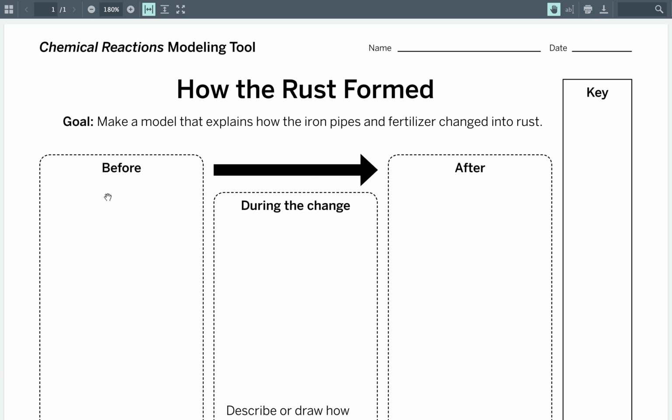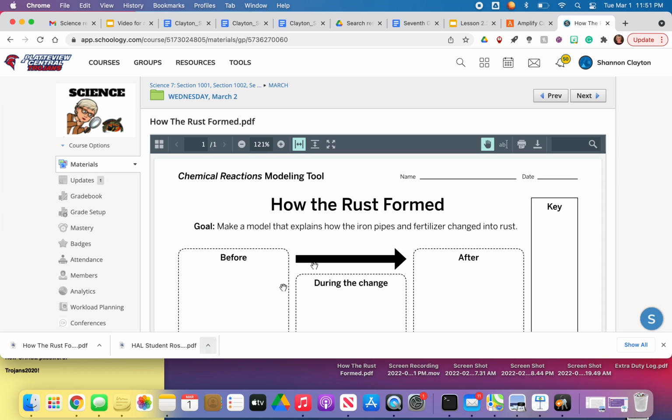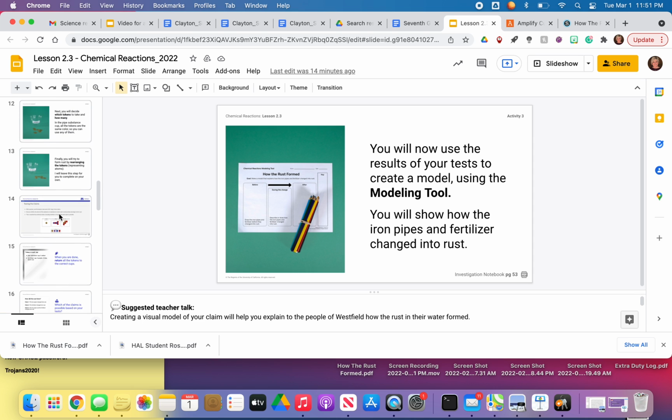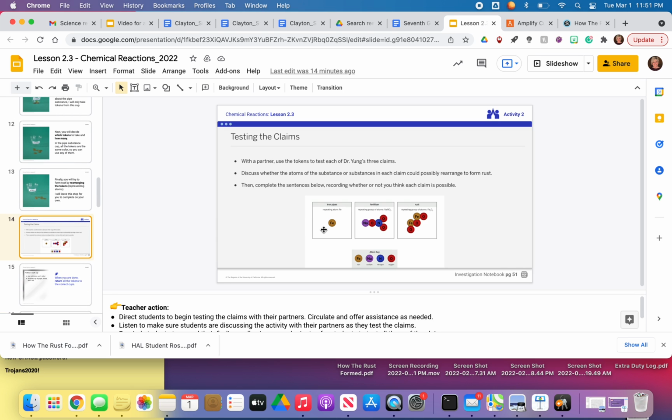And so that means anything on the left of the arrow is the reactants. So we have 2 reactants. We have the iron pipe and we have the fertilizer. So you need to make a model of 1 molecule of iron, Fe, and 1 model of the fertilizer. And if you don't remember what that looks like, then you can go back here and take a look at this. So that's 1 molecule of iron.